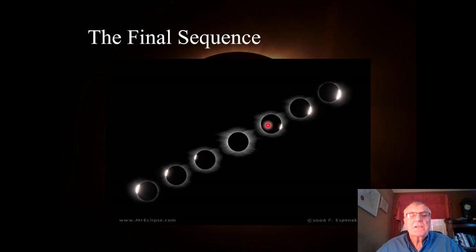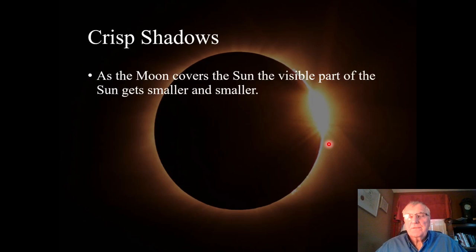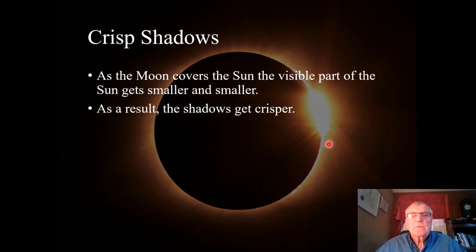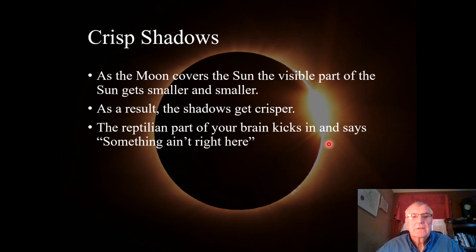Here's kind of the final sequence. We'll come back to this part right here in a moment. What happens during this final sequence is the shadows get really crisp. As the moon covers the sun, the visible part of the sun gets smaller and smaller, and so the fuzzy part of your shadow gets smaller and smaller. As a result, the shadows get a lot crisper. Your reptilian brain is going to kick in and say, something ain't right here.